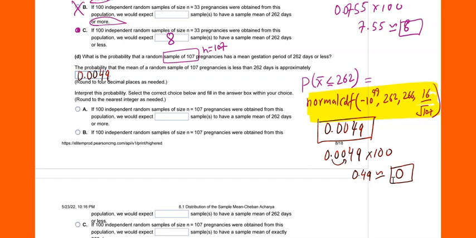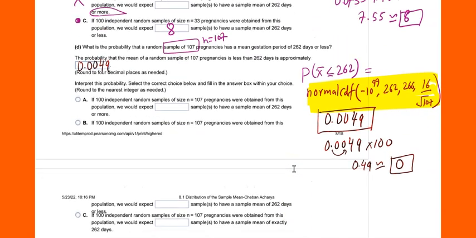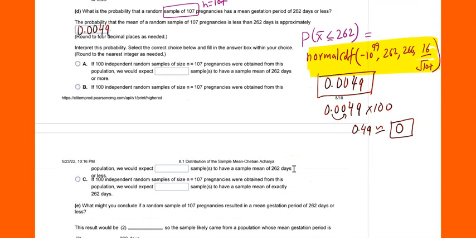If you interpret the probability and you look for the right choice, here the choice is B. If 100 independent random samples of size 107 pregnancies were obtained from the population, we expect 0 samples to have a mean of 262 days or less. Another one says exactly, therefore C is incorrect. A says 262 days or more, A is incorrect too, therefore the only correct answer is B.